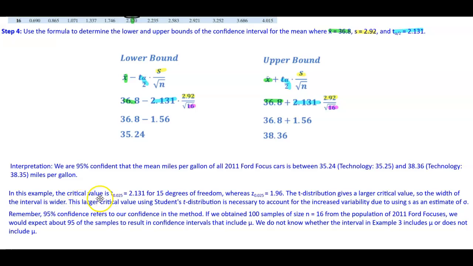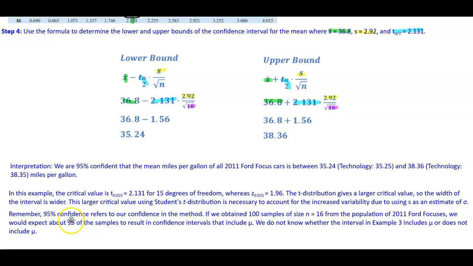In this example, the critical value of t is equal to 2.131 for 15 degrees of freedom. Whereas if we would have found this using critical z, it would have been equal to 1.96. The t distribution gives a larger critical value, so the width of the interval is wider. This critical value using Student's t distribution is necessary to account for the increased variability due to using the sample standard deviation as an estimate of the population standard deviation.